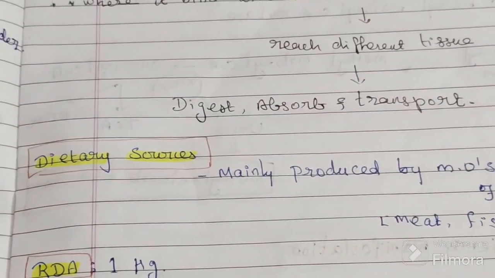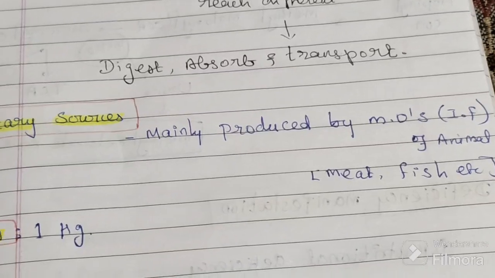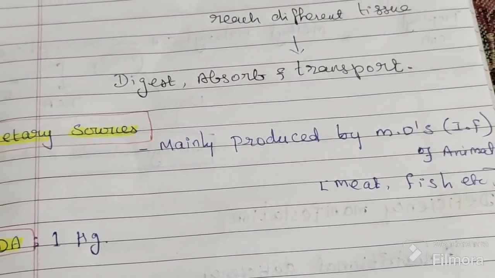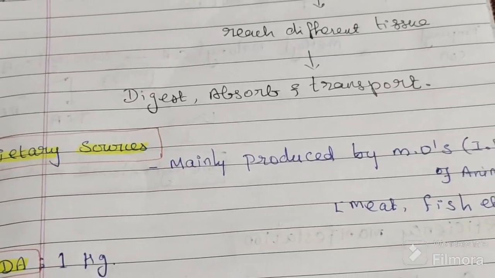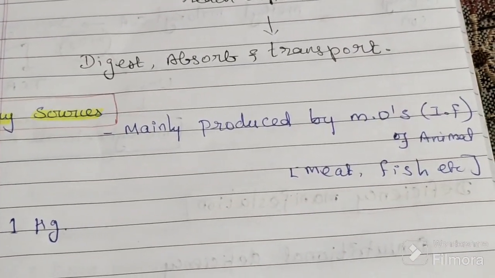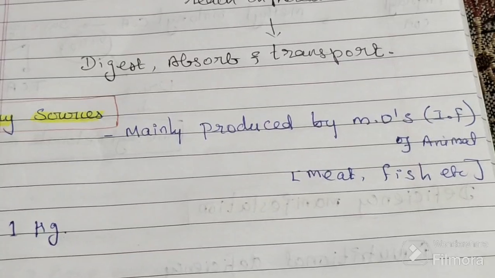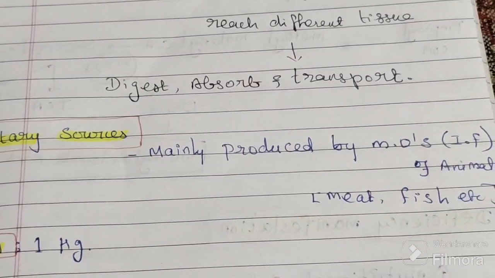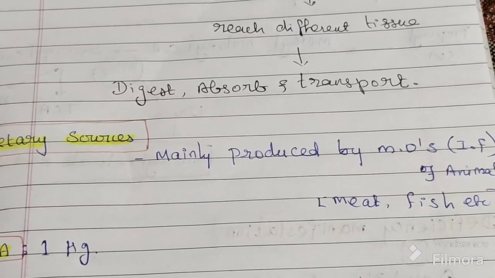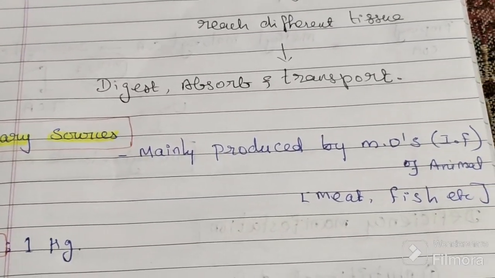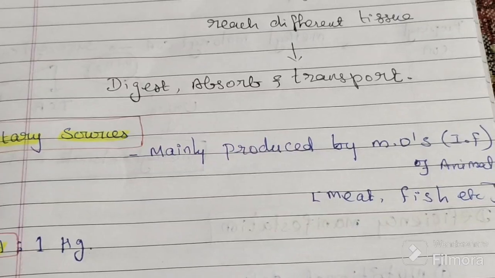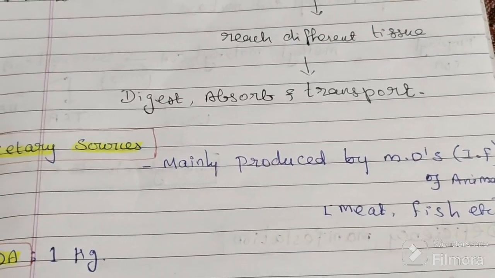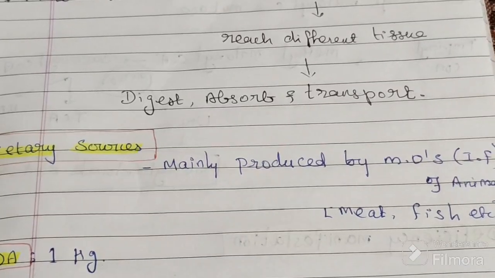Now coming to dietary sources, it is mainly produced by microorganisms in the intestinal flora of animals. That's why it is present in food of animal origin, that is meat, fish, etc.